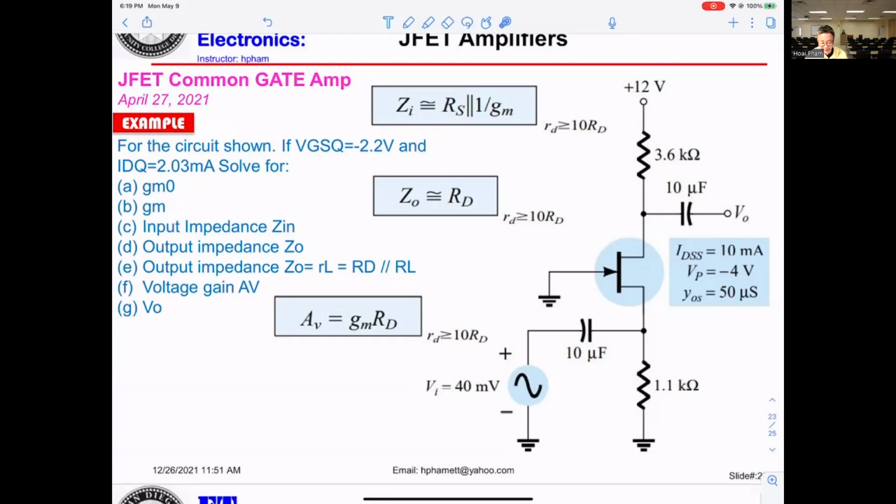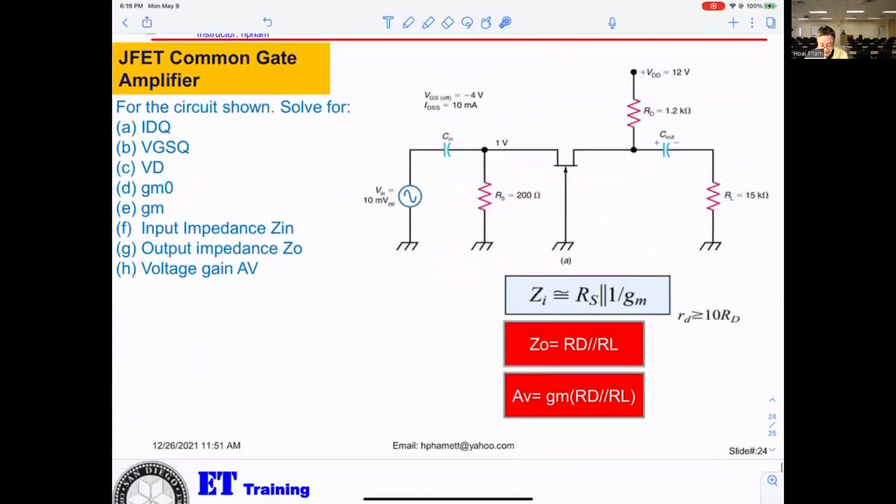Okay, the thing is it's hard for everyone to memorize all of the formulas, even myself too. Okay, and on this one here, you can see the difference. They have the load of 15 kilo ohm. So they want to do the calculation of IDQ, VGSQ. However, they gave you the values right here.